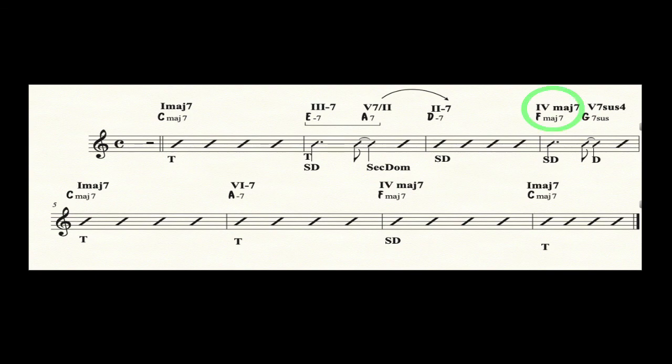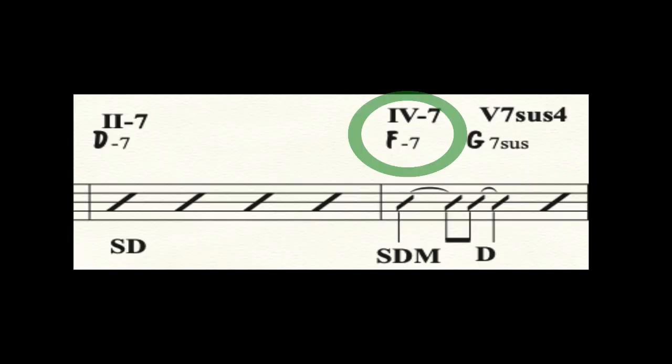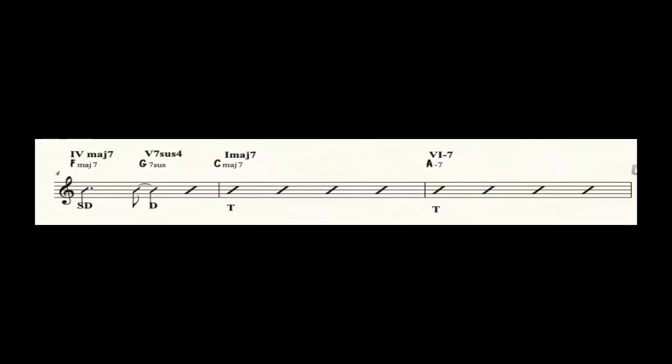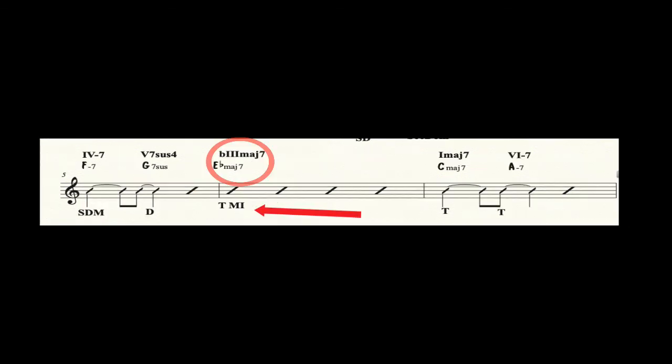First, let's replace F major 7 with F minor 7. SDM chords can replace SD functioning chords. Next, we can insert a minor key tonic chord after G7 sus. We'll delay the actual 1 major 7 arrival until the next bar, and have it sit with 6 minor 7, which is another tonic chord.